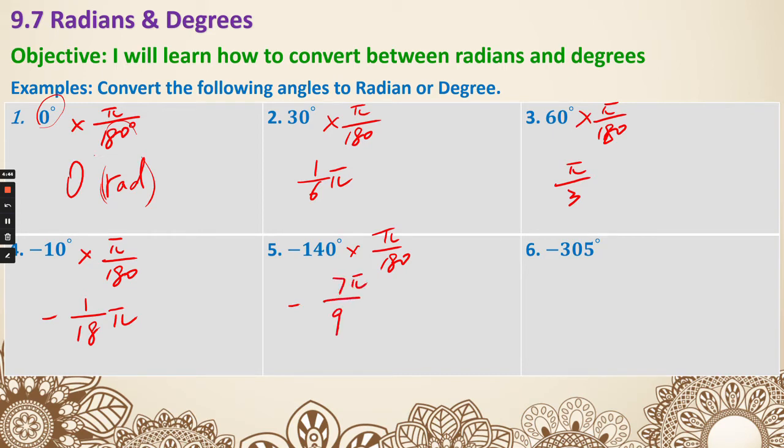That's number 5. Number 6, same thing, times pi over 180. This time, divide the top and the bottom by a 5. That's 61 on the top. 180 divided by 5 is 36. That's number 6.